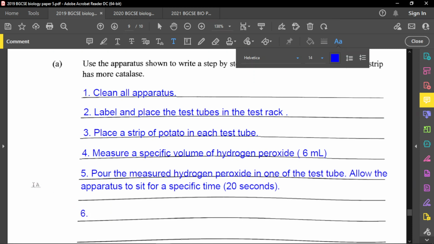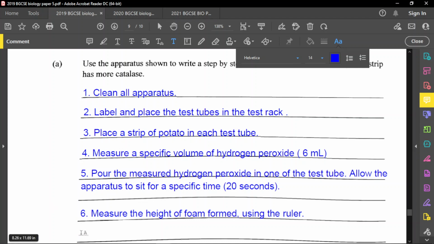All right, so this is now our sixth step. What you can do is measure the height of foam that is formed. So we're going to now measure the height of foam formed using the ruler. You can say, by using the ruler, measure the height of foam formed.